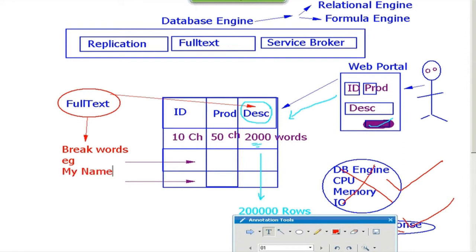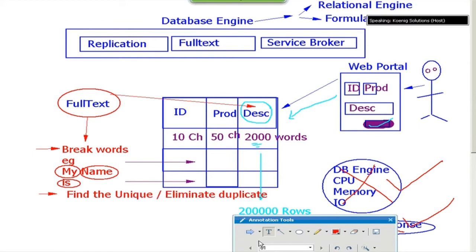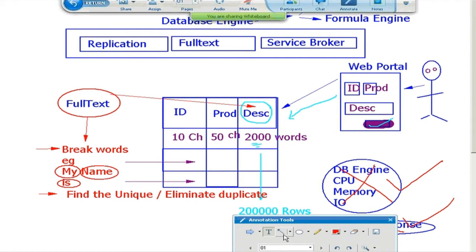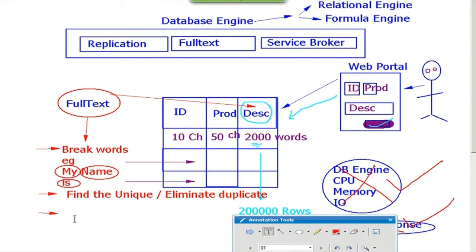We can take an example of "my name is". These are three different words. It will break into these. Now if "my name is" comes again, my is coming again, name is coming again, is is coming again. In this situation, first of all, it will do the breaking of the words. Second, it will find the unique words, or we call it eliminating duplicates. Once you find the unique words, you will list down all the words.